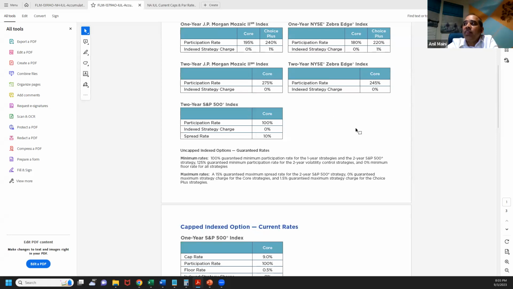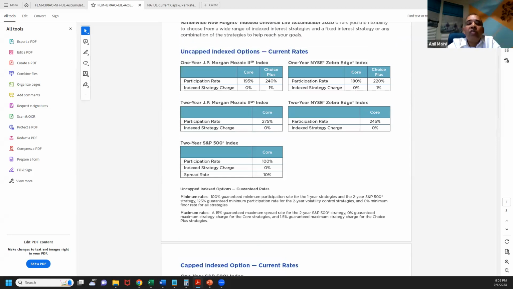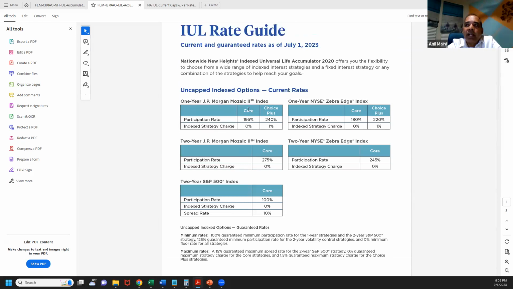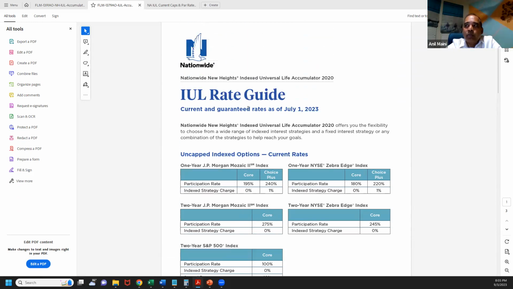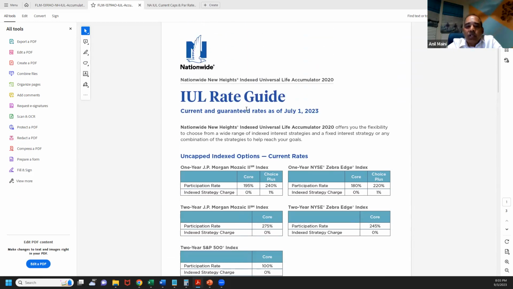Now, one company versus another, the difference: all of these companies are regulated by the State Department of Insurance, and all of these companies are mostly A rated from the rating perspective. So the difference comes in their indexes, as we discussed before, right?